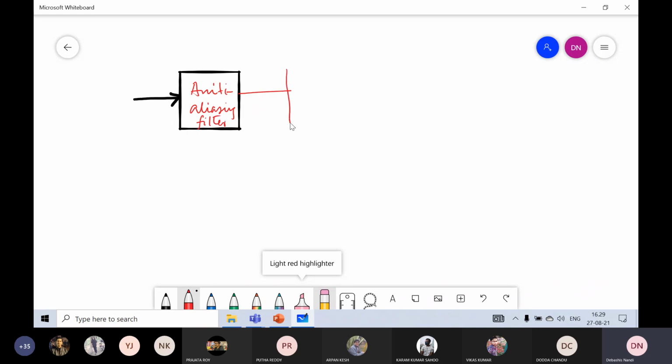Then I will use some sample and hold circuit. This sample and hold circuit will sample the signal, and the anti-aliasing filter will fix up. This is a low pass filter with bandwidth W. And at the input you are giving this signal x(t), and at the output you are getting some sampled signal.